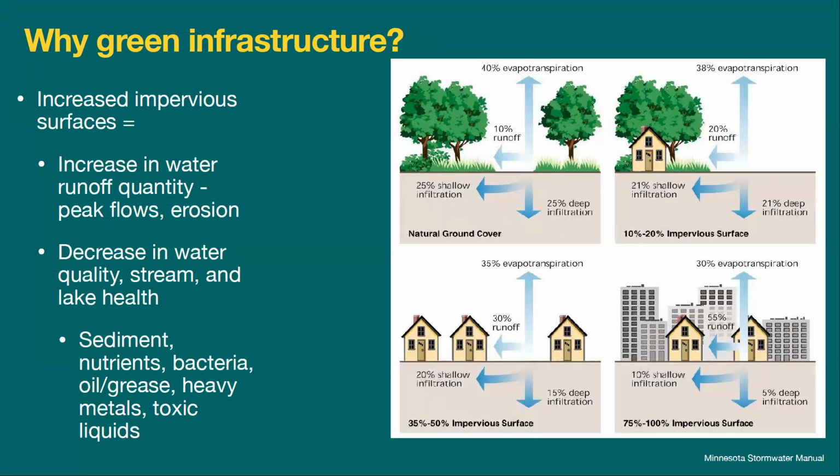I touched on a few of these things, but sediment from our driveways, from our roads, a lot of nutrients from just washing off the landscape, especially coming from fertilizers and things like that. And then a lot of bacteria from sewage or other sources, oil and grease from cars, and there can also be heavy metals and toxic liquids in our landscapes. So that is what is happening.